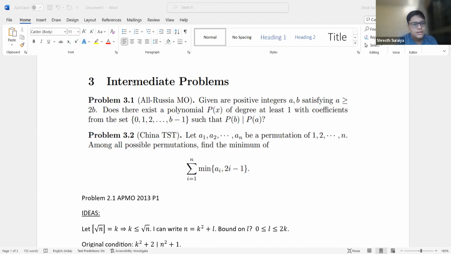So this seems impossible to me. Okay, that's a good intuition. But I'll give a hint. The answer is yes. There does exist a polynomial for every A and B. You can always construct a polynomial.